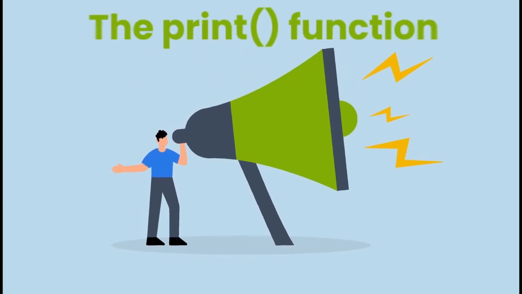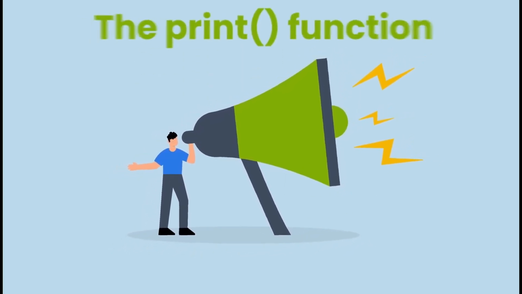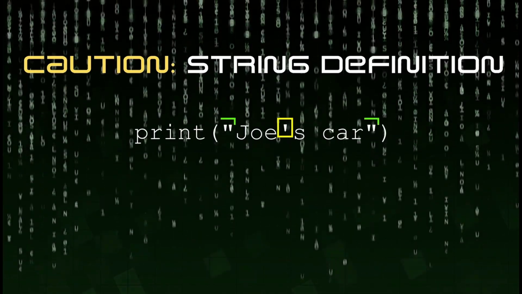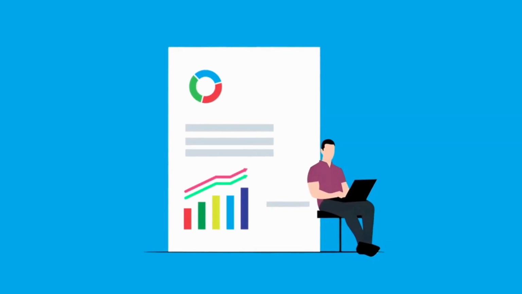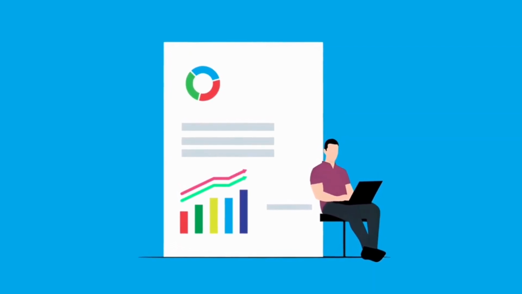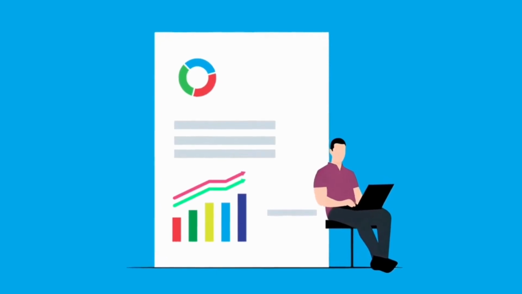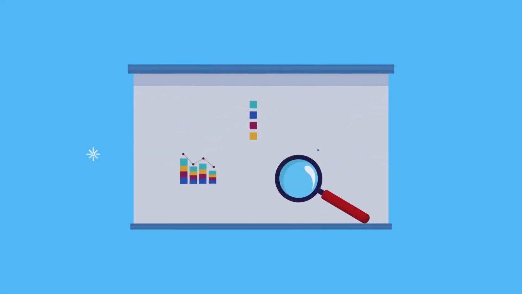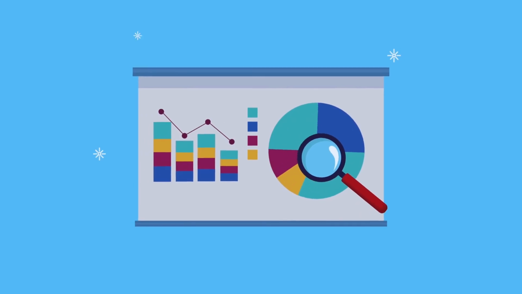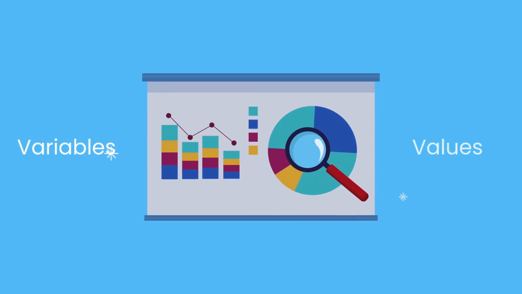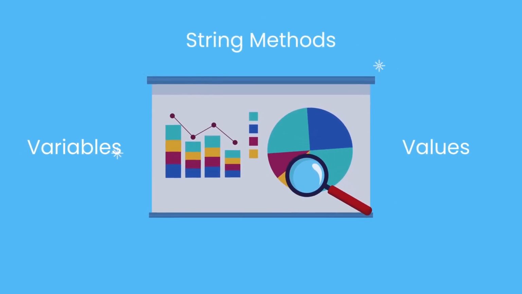In episode 2, we learned how to use the print function to display text and why quotation rules are vital for avoiding errors. However, real-world programs don't just display static messages. They process data that changes. Today, we transition from simple output to dynamic data handling by mastering variables, values, and string methods.